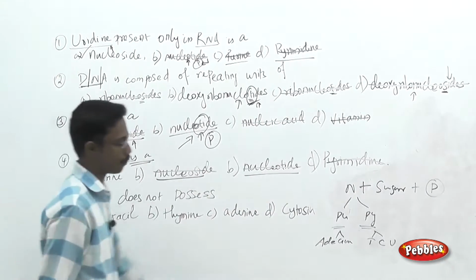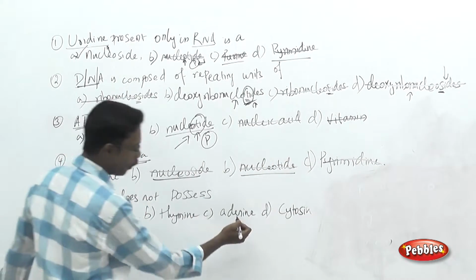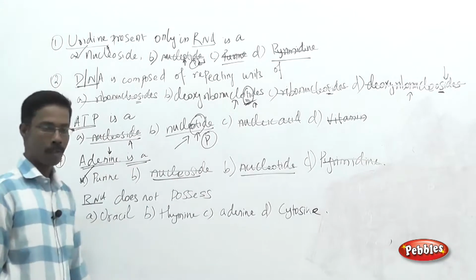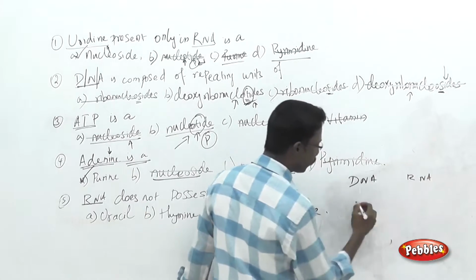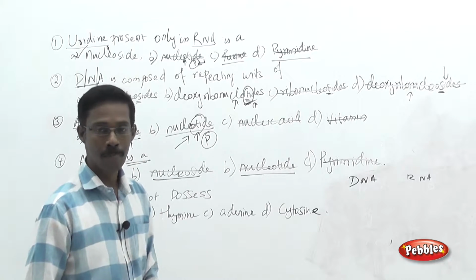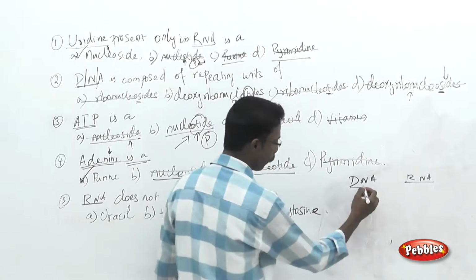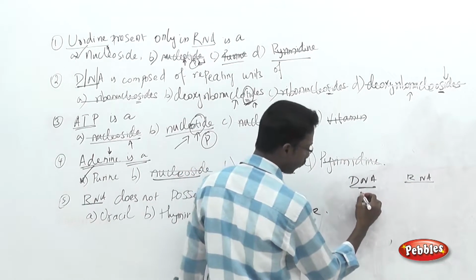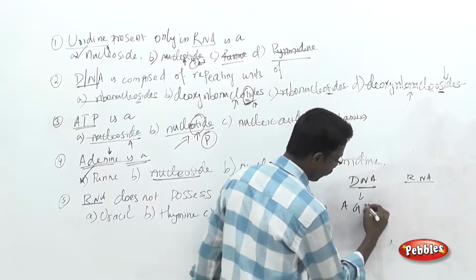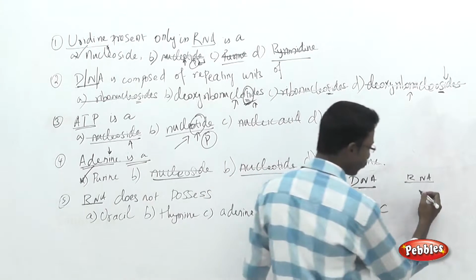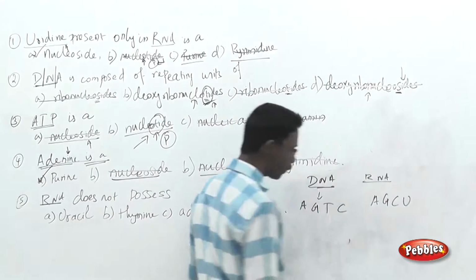RNA does not possess. Okay. So this is also a straightforward question for you. Uracil, thymine, adenine and cytosine. Okay. So I told you, again I will repeat, the major difference between DNA and RNA is the presence or absence of the deoxyribose sugar or the ribose sugar. Apart from the first major difference, the second major difference is that in case of DNA, the nitrogenous bases are adenine, guanine, thymine and cytosine. In case of RNA, adenine, guanine, cytosine and uracil.